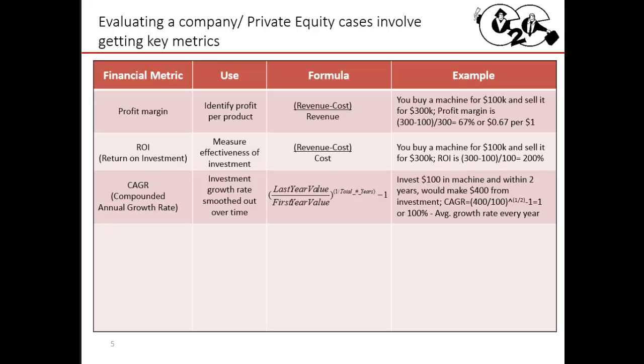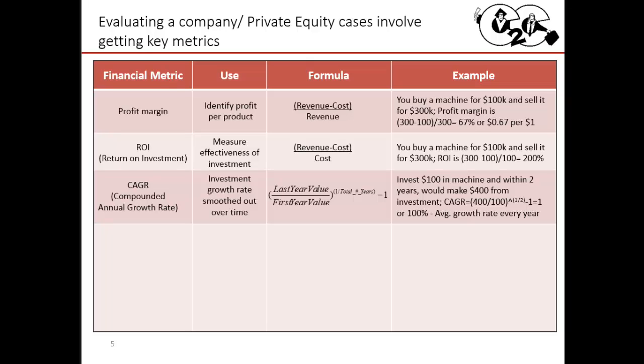So let's say you invest $100 in a machine, and within 2 years, you would make $400 from the investment. The compounded annual growth rate, meaning what does growth look like for those 2 years smoothed out on average over time, would mean the last year value, which is 400, divided by the first year value, which is 100, to the power of 1 over 2 minus 1.